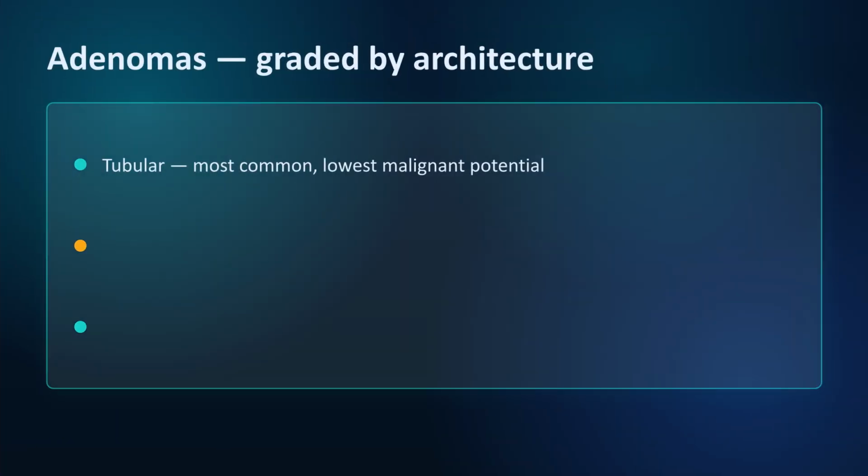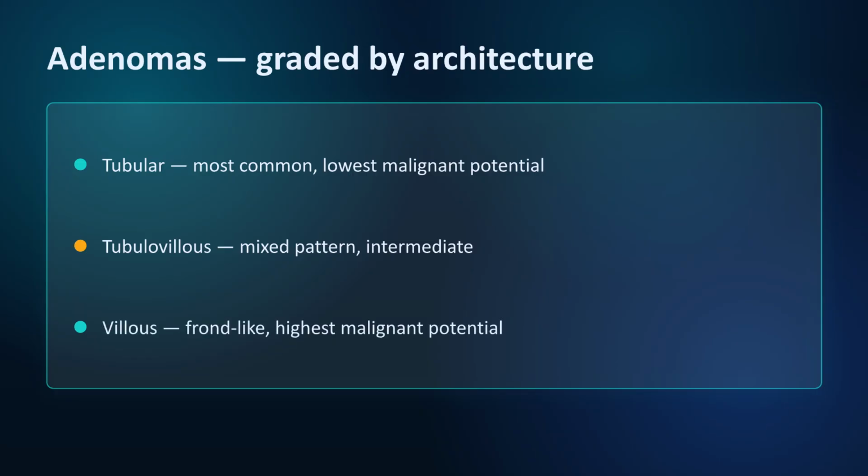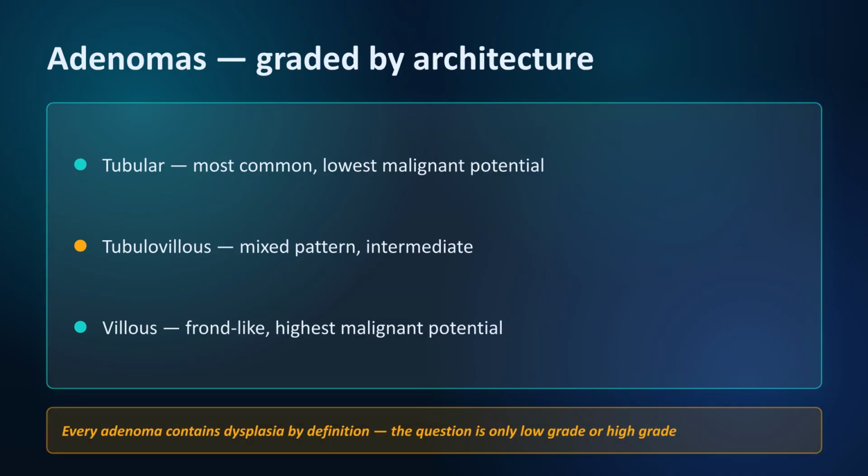Tubular adenomas are the most common. They are built of rounded branching tubular glands, and they carry the lowest malignant potential of the 3. Tubulovillous adenomas are a mixture of both patterns, and they sit at intermediate risk. Villous adenomas are built of long finger-like fronds, and they carry the highest malignant potential. They also tend to be larger at diagnosis. One rule to hold on to: every adenoma contains dysplasia by definition. There is no such thing as an adenoma without dysplasia.